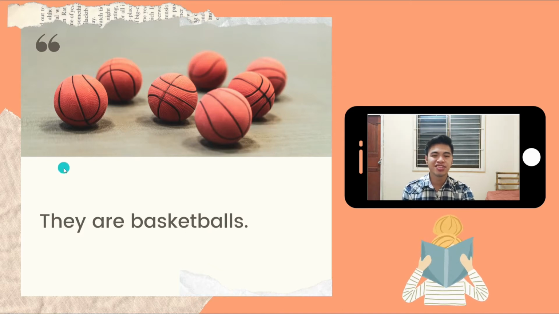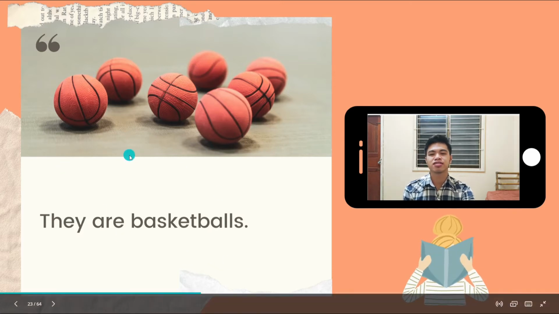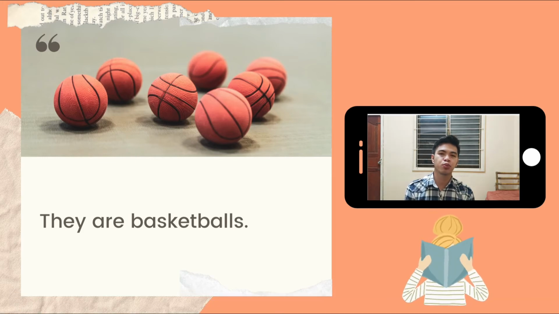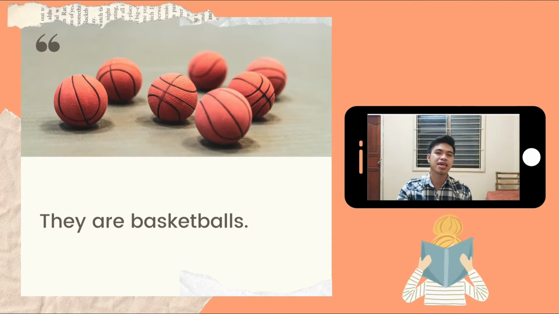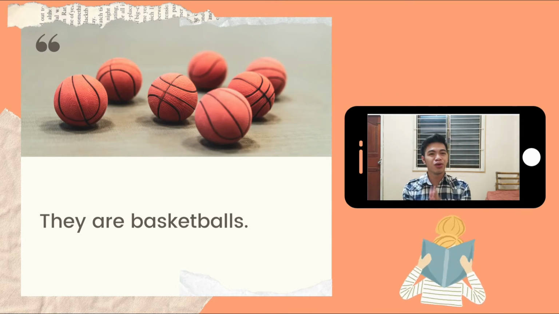Good job! They are basketballs. Okay, what is basketball? It's a kind of sport where there is a tall pole which has a basket on it and a board on it, and then we're going to shoot these big orange balls from the court. Okay? So that's how we do the basketball.